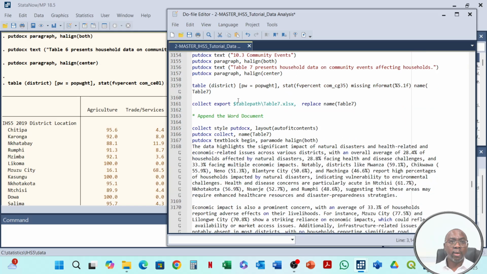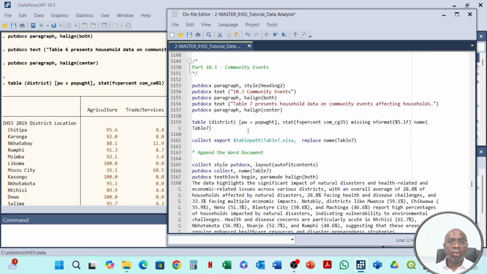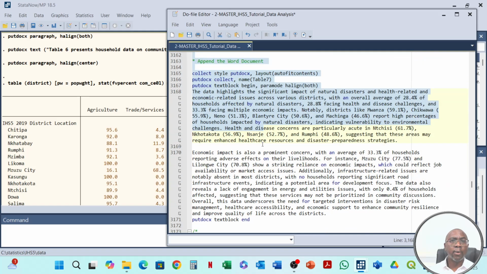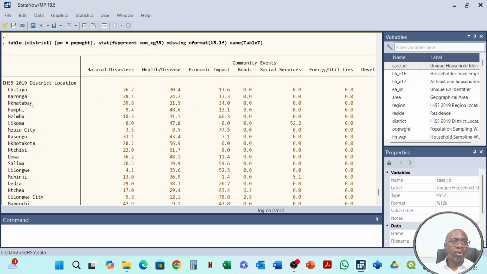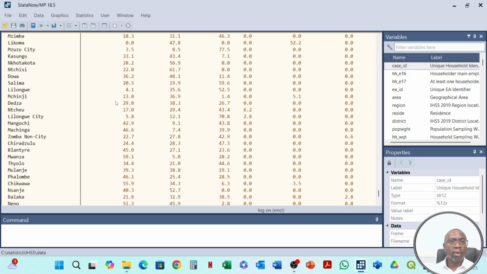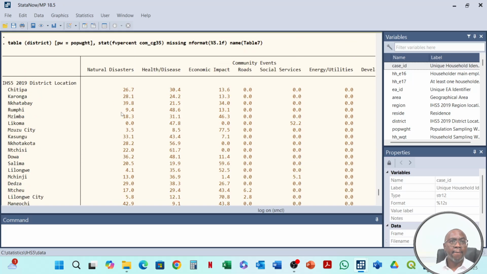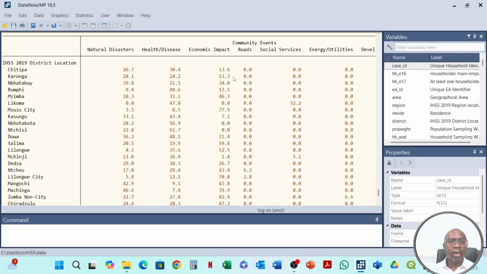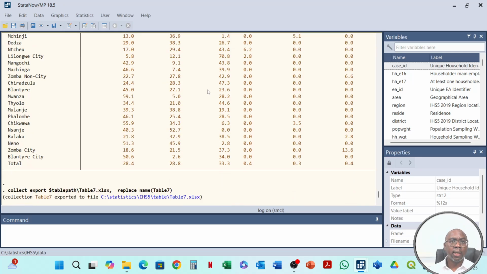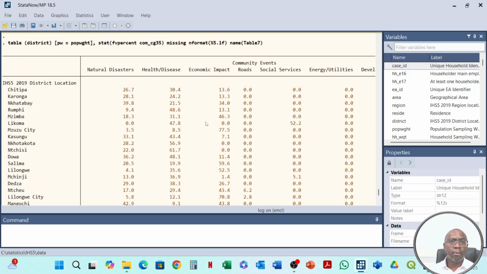Then in section 3 we're going to put community events. Again, we present them in a table, and then after that we analyze the table and then append those results in our open Word document. Again, similar to our analysis, you see that in most cases the natural disasters, for instance, you're looking at droughts, flooding, they're common, and then you could see the statistics are quite high. Health and diseases are also a concern, but also economic impacts, high prices. These are some of the things that the community also has as a problem.